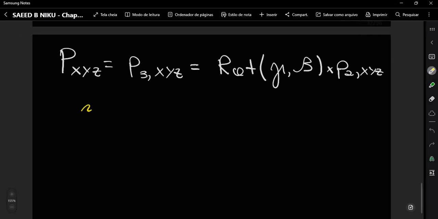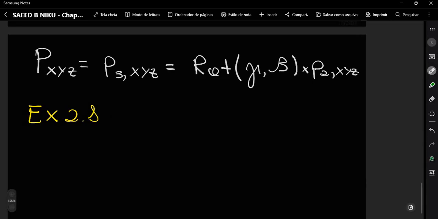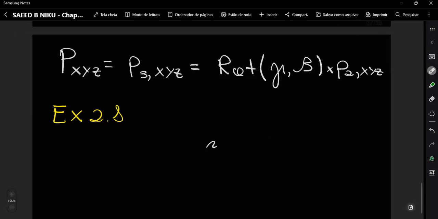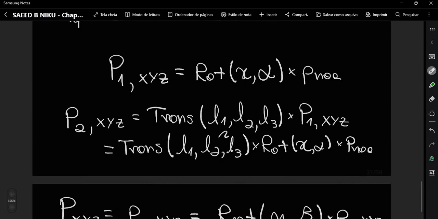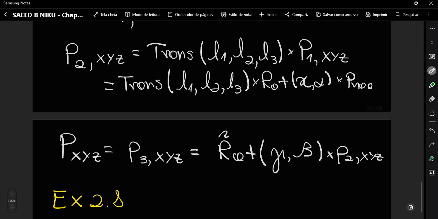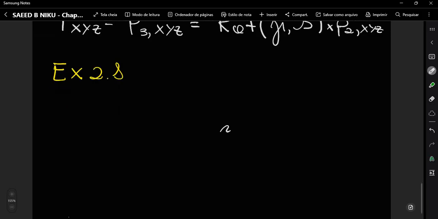the example 2.8, and by solving this example, we will be able to get a better look at how these combined transformations are done. So I'm going to write the problem.